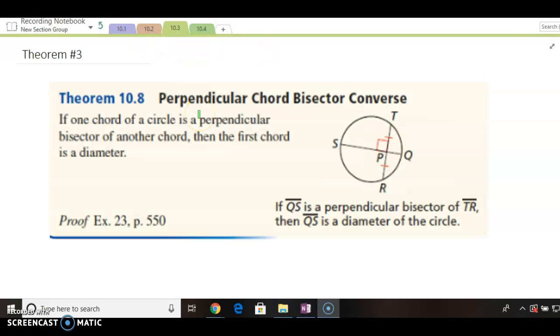All right, so this is the third of the 3 theorems. It's the perpendicular chord bisector converse. It says if one chord of a circle is a perpendicular bisector, so here we know it's perpendicular and it bisects the other chord, then we know that this here has to be a diameter of the circle, so it has to cross through the center of the circle.